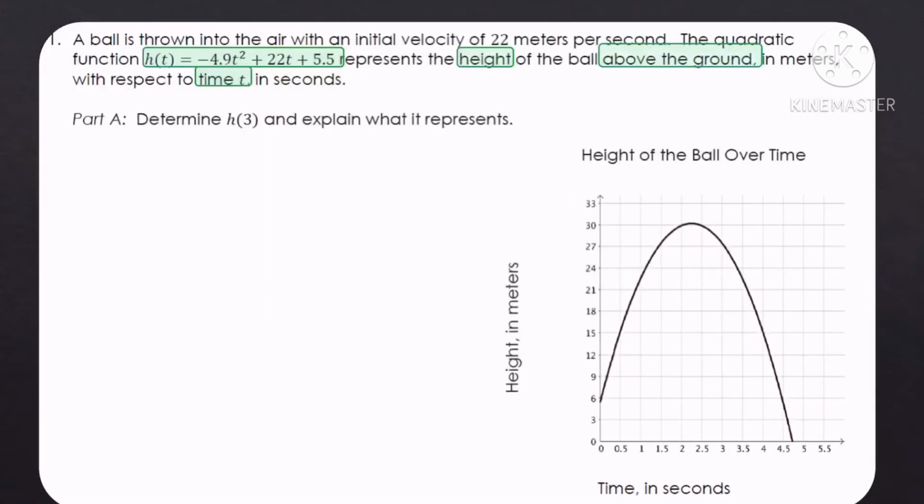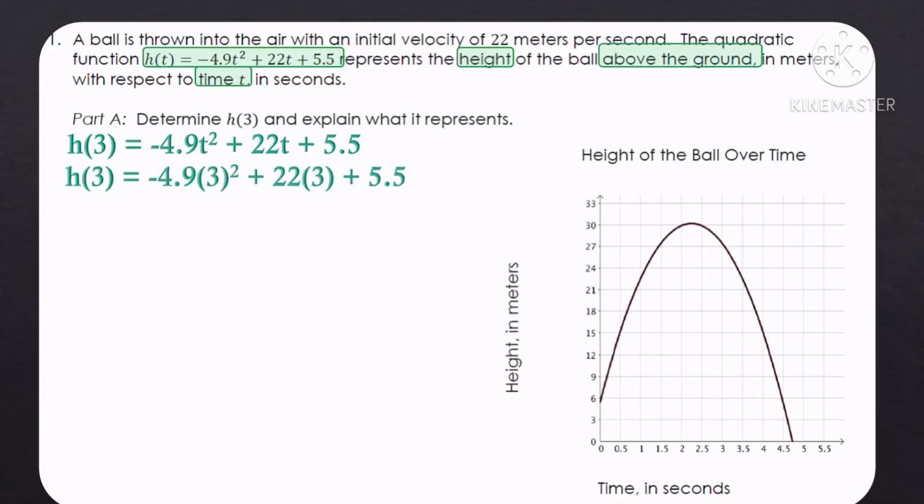Okay, so let's go do part A. Part A says determine h of 3 and explain what it represents. Well, we just evaluated a function. We took what number was in parentheses and plugged it in everywhere we saw an x. This time we don't have an x, we have a t. So we're going to do the same thing. We're going to replace t with 3 everywhere I see it. So go ahead and do that now.